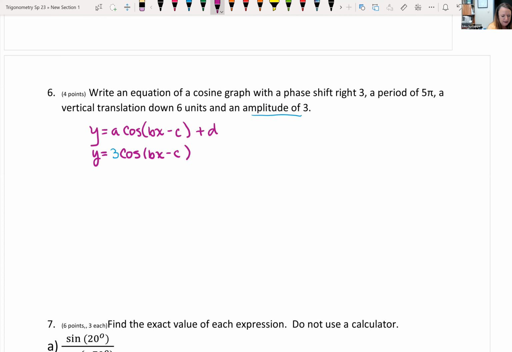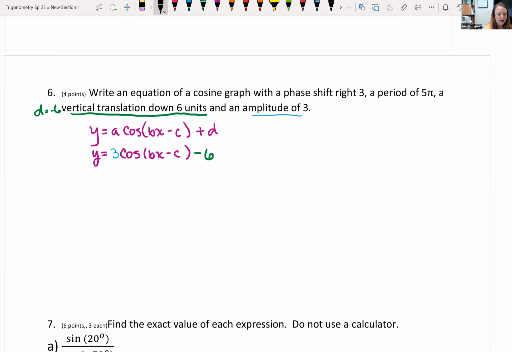The vertical shift, I know, is what we're adding or subtracting outside of the function, and it told me that we have a vertical translation down 6 units. So I know my d value here is equal to -6. So we're going to have -6 in here. So we need to figure out what our coefficient b is and our constant c is.